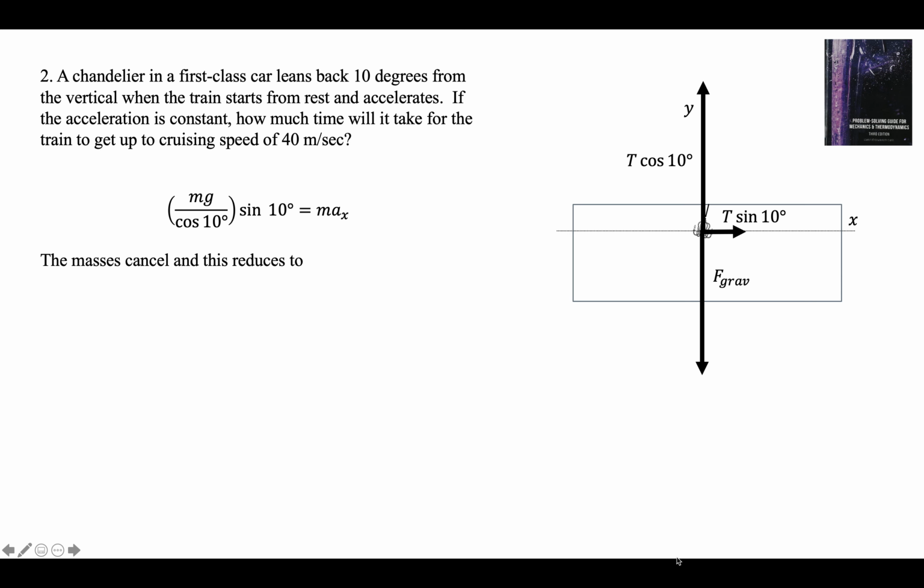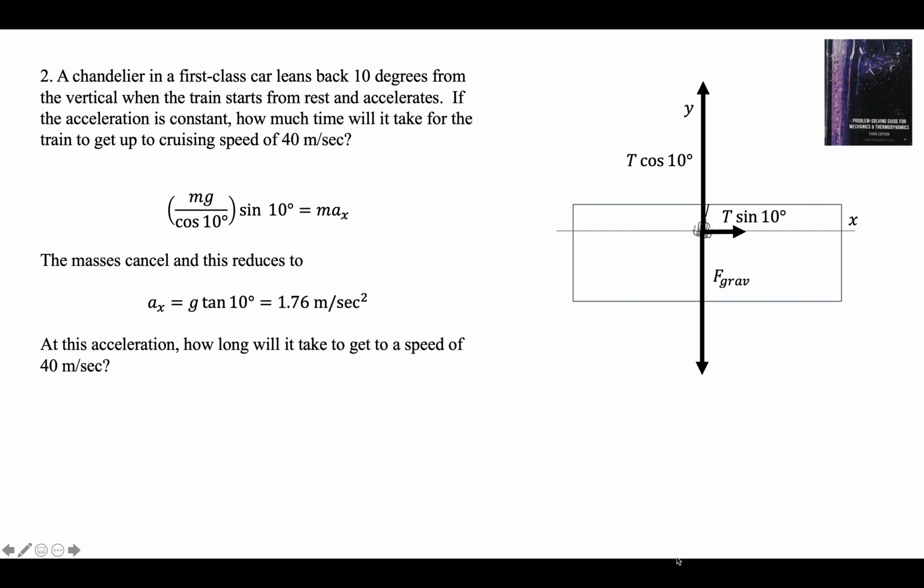Sine over cosine is tangent, so we can write a sub x is g tangent of 10 degrees, and that's 1.76 meters per second every second. How long would it take to get to a speed of 40 if it's accelerating at 1.75 meters per second every second? Well, if it was 2 meters per second every second, it would take 20 seconds. If it was 1 meter per second every second, it would take 40 seconds. If it was 10 meters per second every second, it would take only 4 seconds. So it's going to be something between 20 and 25, I'm guessing.